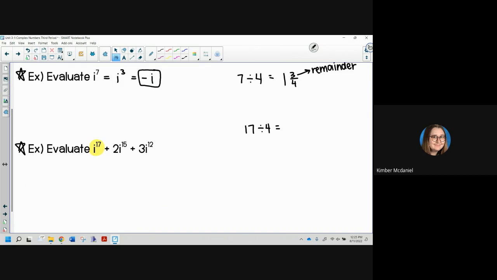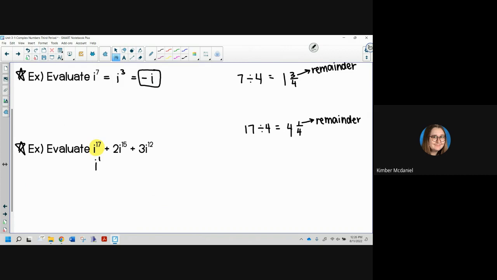Now, you have to do that again. So we're going to do math, go over to fraction, choose option number 4, and that will tell you that 17 over 4 is equivalent to 4 1/4. That 1, again, is our remainder. So that means i to the 17th power is equivalent to i to the first power.